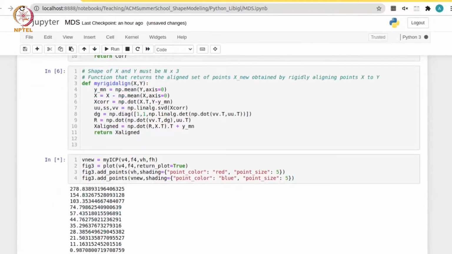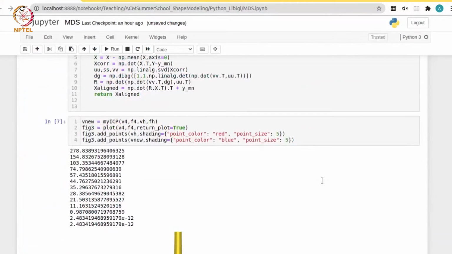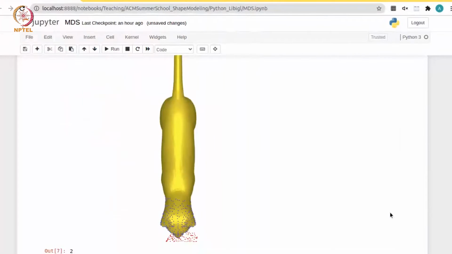You see, this list of numbers is the least square error, right? And you can see that it's going down monotonically. This can be proved theoretically, that the least square error will always go down monotonically. It will converge to a local minimum. Let me show you the results.